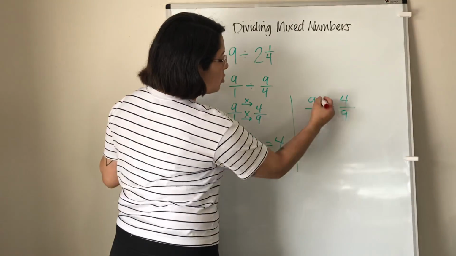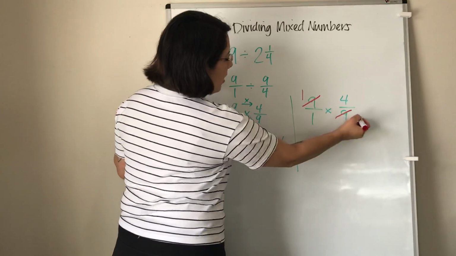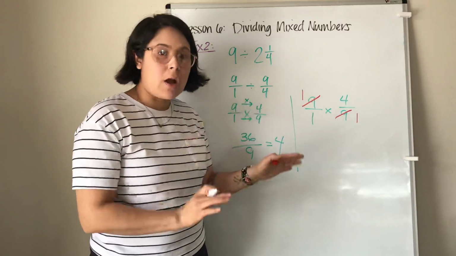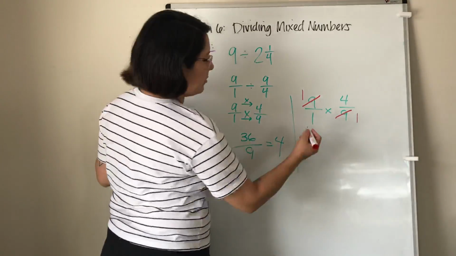So what I'm going to do here is 9 and 9 cancel each other out, and they become a 1. Anytime you see numbers that match like that, you can cross them out and put a 1, okay? And I'm going to show you why that's a shortcut.